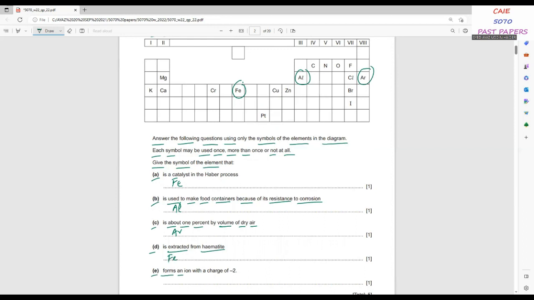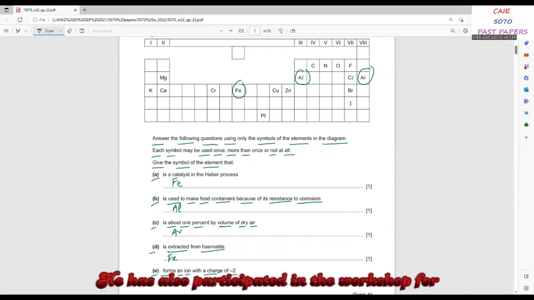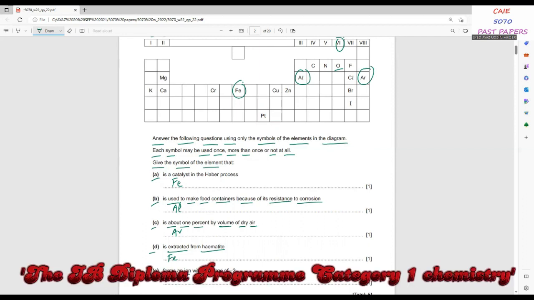E forms an ion with a charge of -2. Look at the group 6 element. We have only one element here. We have oxygen. It forms ion with the charge of -2. So you will write the symbol O here.